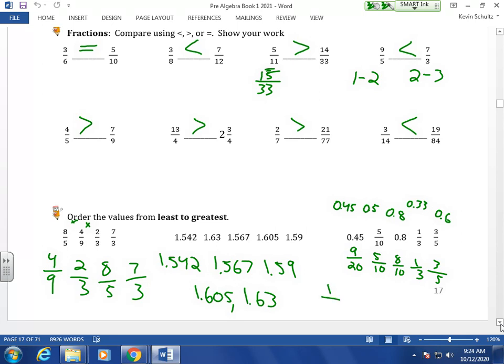1/3 is the least of those values, followed by 0.45, followed by 5/10, followed by 3/5, and then finally 0.8. So 1/3, 0.45, 5/10, 3/5, 0.8. Questions on any of that?